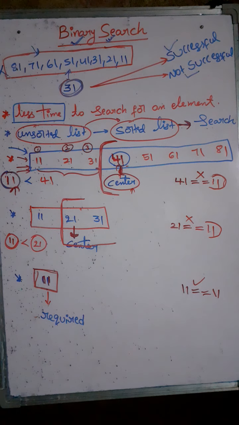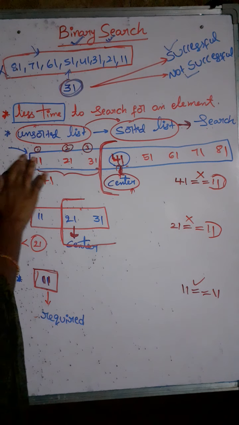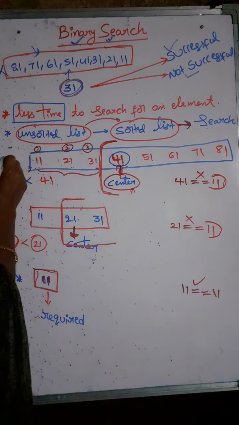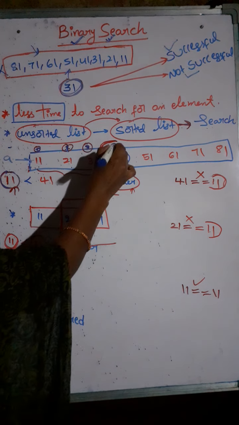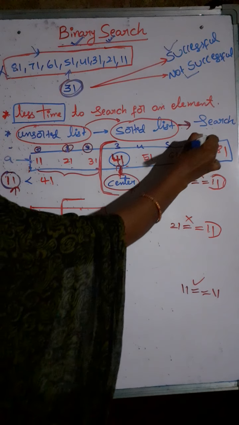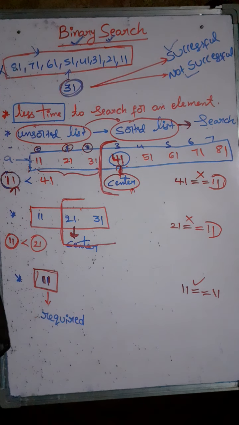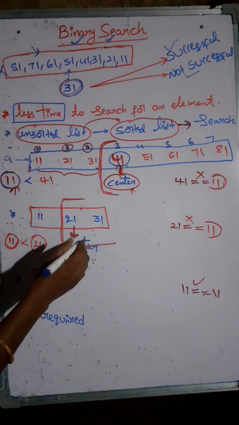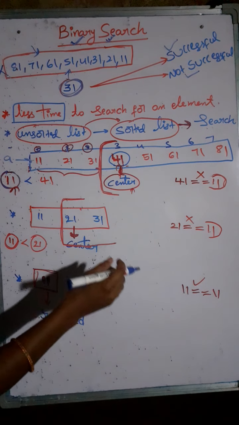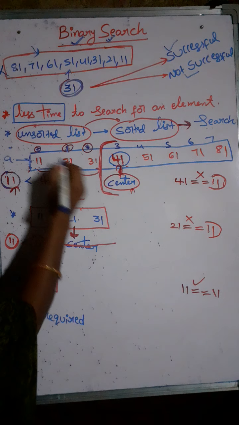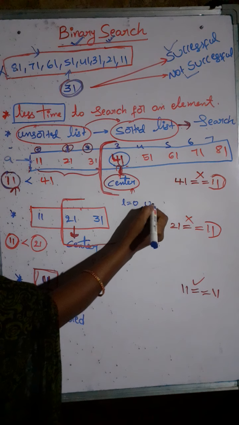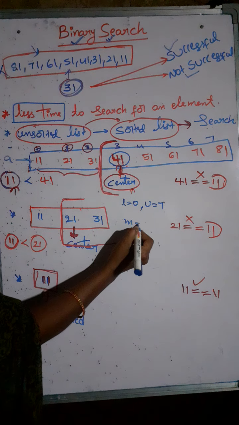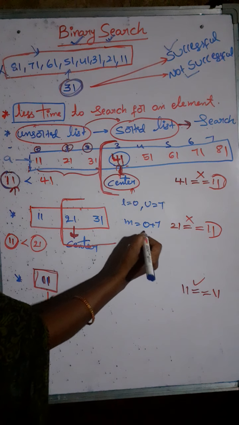Now, we will try to write some programmatic steps here. Let us assume that A is the array, and these are the index values: index 0, index 1, index 2, 3, 4, 5, 6, 7. If it is a textbook, we open the center page. Here also, first you should find the center element. That means you should find the center index. What is the lower index? Lower index is 0. What is the upper index? Upper index is 7. Then what will be the middle index? Lower plus upper by 2.